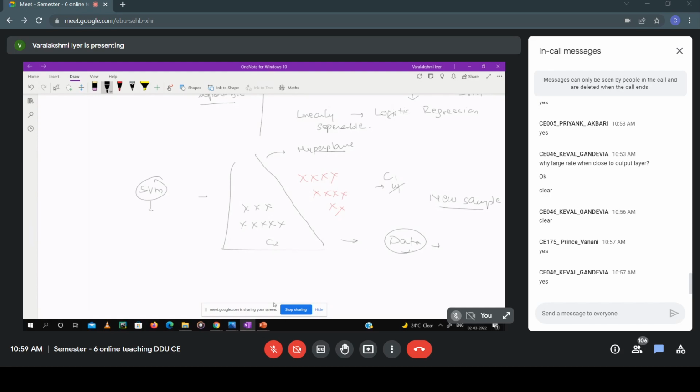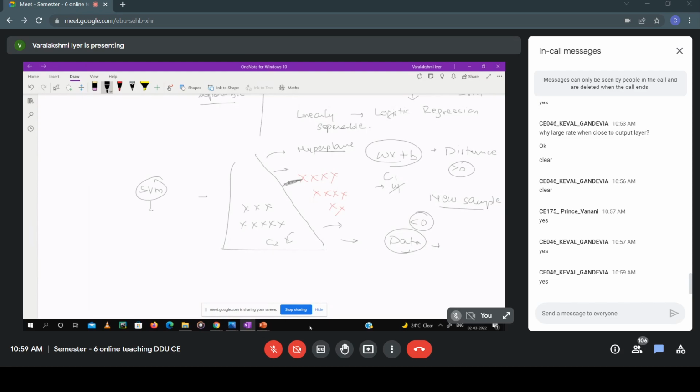Okay, so if you recall, in the case of logistic regression, we were calculating the distance using Wx plus b. Yes or no? If the distance is greater than 0, it was on the positive side of the hyperplane, and if the distance was less than 0, it was on the negative side of the hyperplane. Are you recalling this part from logistic regression? Yes or no? Just let me know.